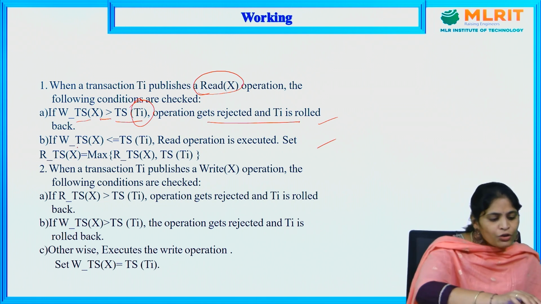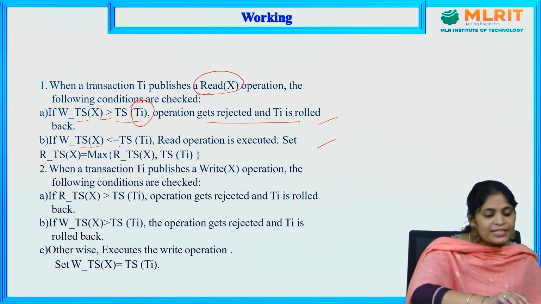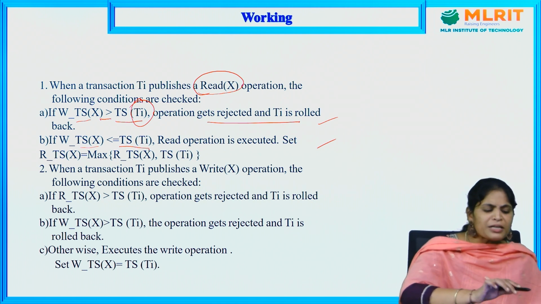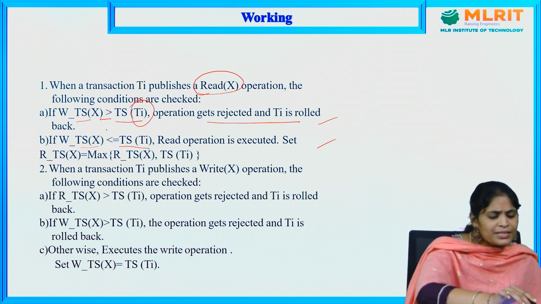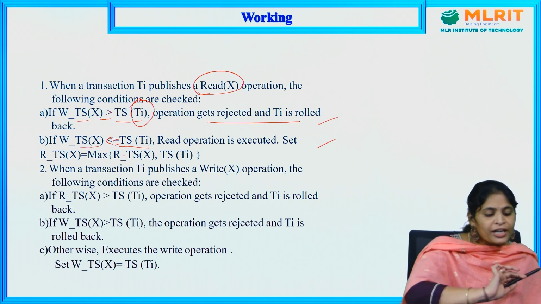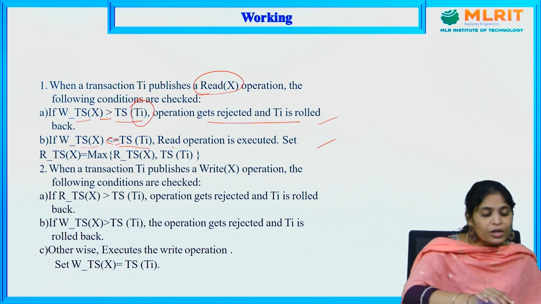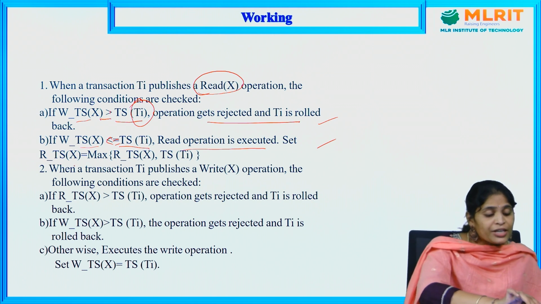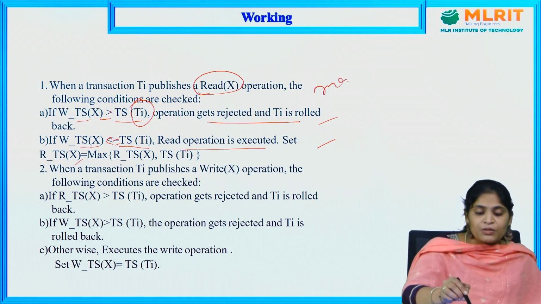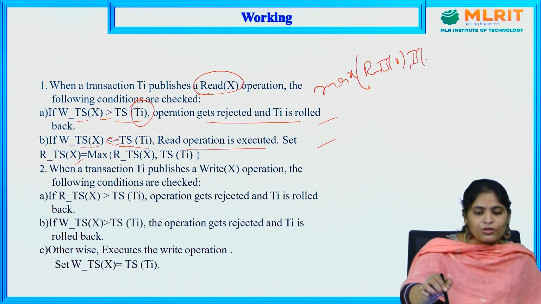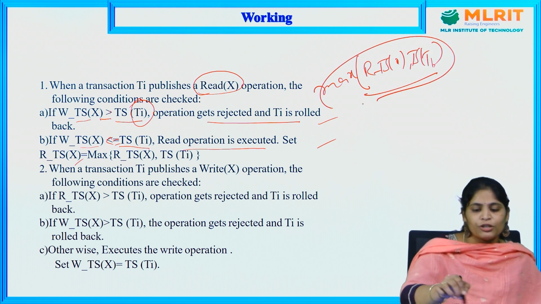Okay. So, if WTS of X is less than or equal to TS of TI, then the read operation is executed as it is, and we have to update the read timestamp by using the max function: max of RTS of X, comma, TS of TI. This is the formula.